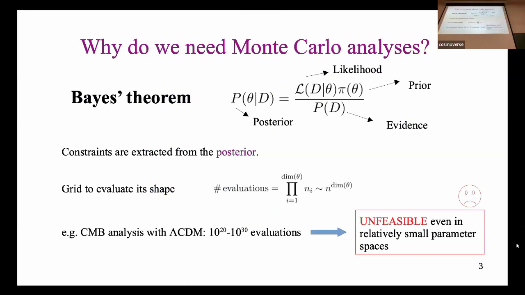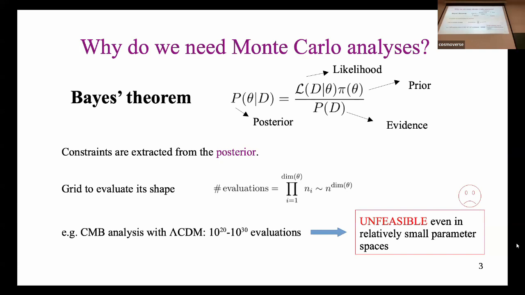So why do we need Monte Carlo analysis? You know that the posterior distribution plays a central role in the Bayesian analysis, and this is basically given by the product of the likelihood and the prior, with this p appearing in the denominator being a normalization factor, which is called the evidence. And of course, if we want to obtain constraints on the parameters of the theory or the model, we have to know very well which is the shape of this object. Okay. I'm not saying anything new here.